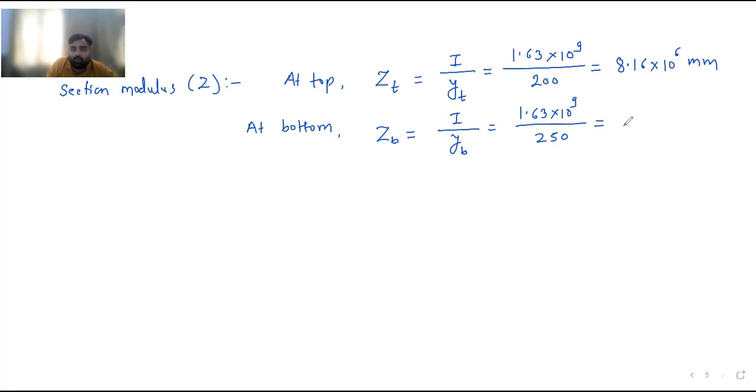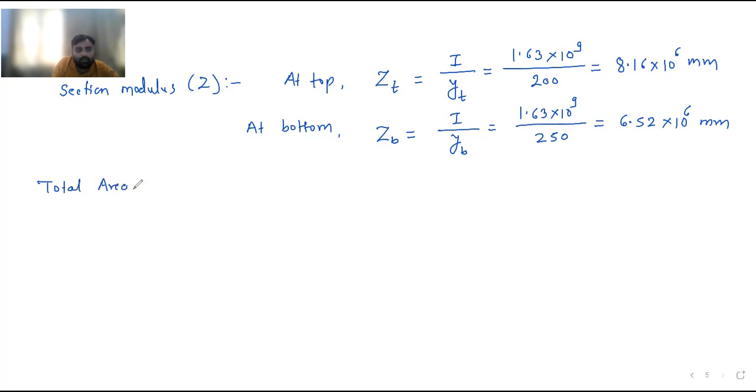Okay, so it is 6.52 into 10 raised to 6 mm cube. This is the Z at top and Z at bottom. Now calculate the dead load of the beam. So, total dead load, how do we calculate? First calculate the total area.